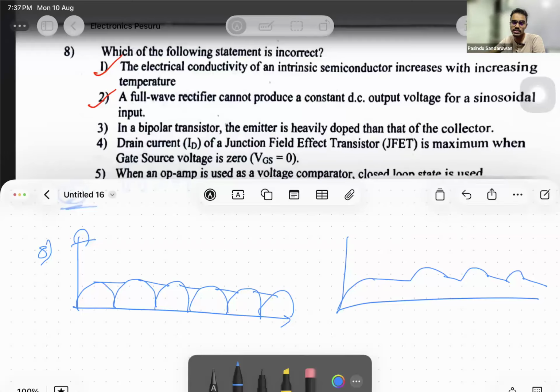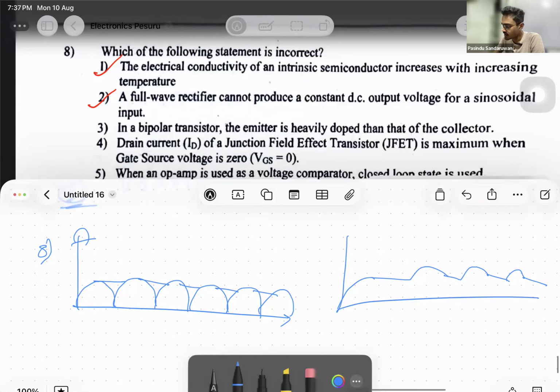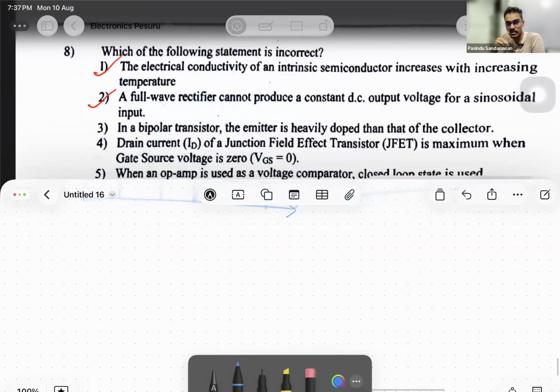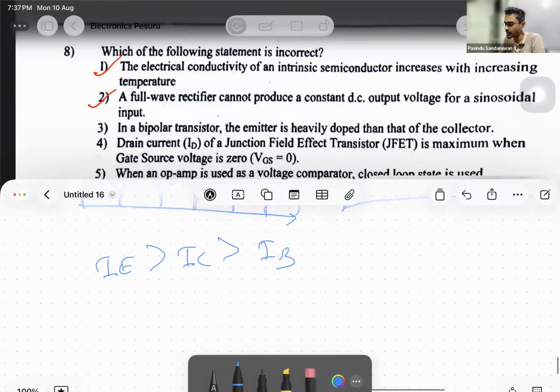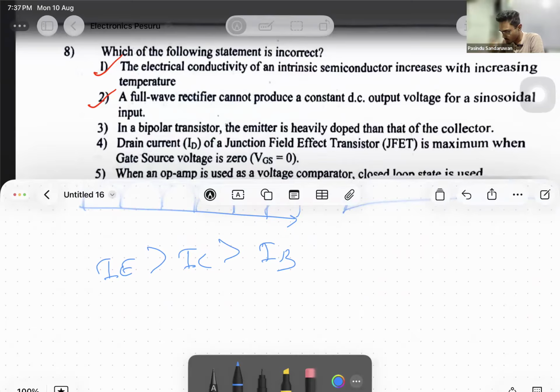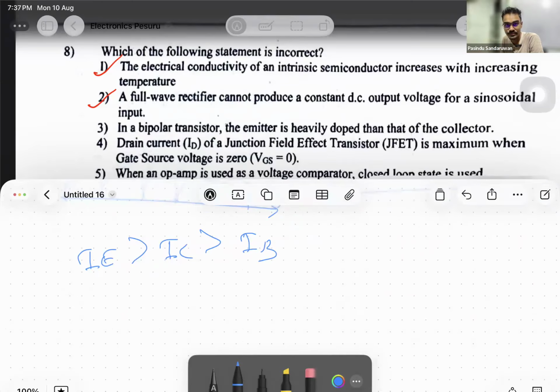3. In a bipolar transistor, the emitter is heavily doped than the collector. Doping is about the concentration of electrons. In a transistor, IE, IC, and IB vary this way, no? In the previous video, I explained this: IE, IC, IB. Then concentration and doping are the same as this. Higher current means higher doping, higher concentration, higher number of electrons. So in a bipolar transistor, the emitter is heavily doped than the collector. Yes, because IE is the highest current.